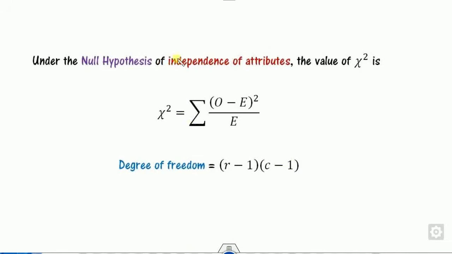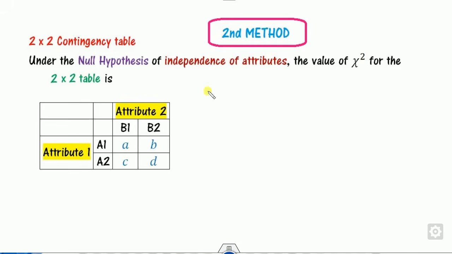Now how do you calculate the value of chi-square? We can calculate the chi-square value as the sum of O minus E whole square divided by E, with this degree of freedom. We can also calculate the chi-square value by using a second method, but this method is applicable only for 2 cross 2.